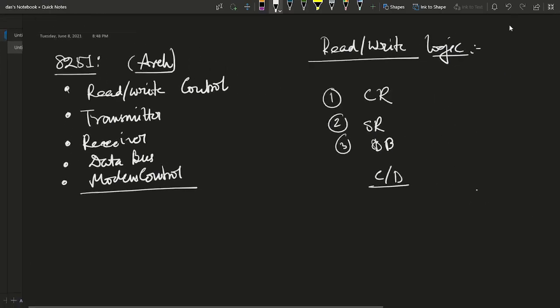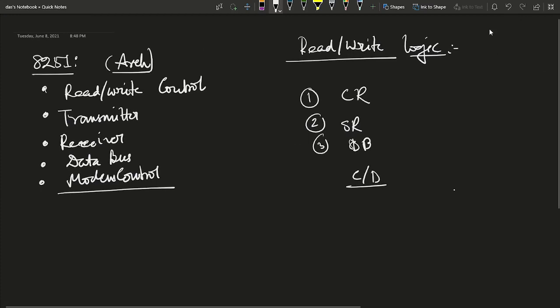Hello everyone. In this tutorial we discuss the 8251 peripheral chip, its internal block diagram. First of all, in the 8251 we discuss the architecture. In the architecture there are some blocks mentioned. They are read and write control logic, transmitter block, receiver block, data bus and modem control.